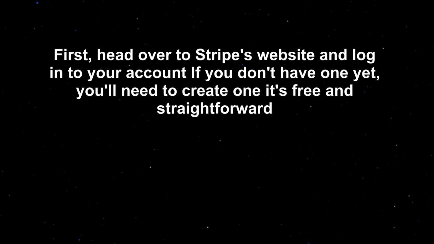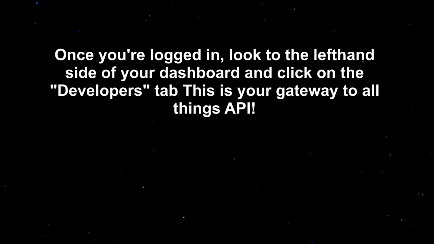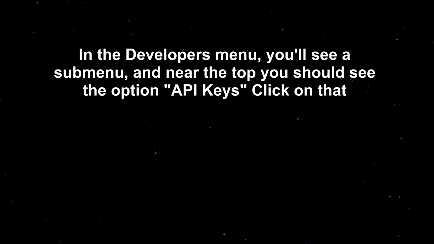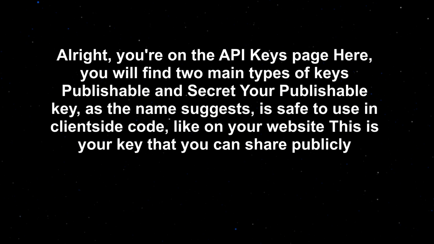It's free and straightforward. Once you're logged in, look to the left-hand side of your dashboard and click on the Developers tab. This is your gateway to all things API. In the Developers menu, you'll see a submenu, and near the top you should see the option API Keys. Click on that. Alright, you're on the API Keys page here.